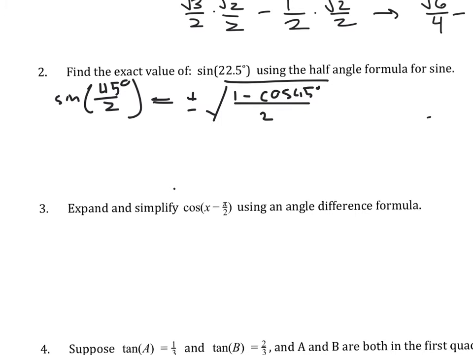Now, we don't want to leave an answer that's plus or minus. This is either plus or it is minus. So at this point, what you can do is think about the sine of 45 degrees over 2. What quadrant is that going to be in? First quadrant. Is the sine positive or negative in the first quadrant? Positive. So we're going to leave that as a positive. And we can go on, and we know what the cosine of 45 is.